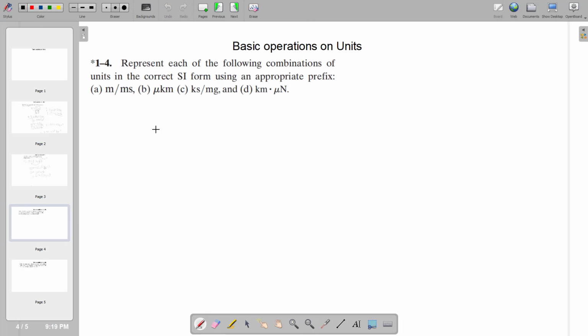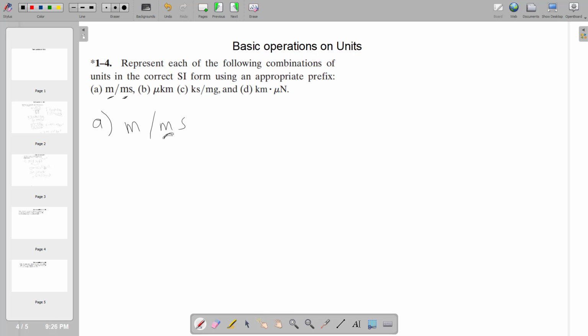So moving on, we are to represent each of the following combinations of units in the correct SI form using an appropriate prefix. Okay, meters per millisecond. I hope you get the difference between these two M's. M standing alone is a meter, obviously, and then attached to another unit, it's milli. So we have meters per millisecond.